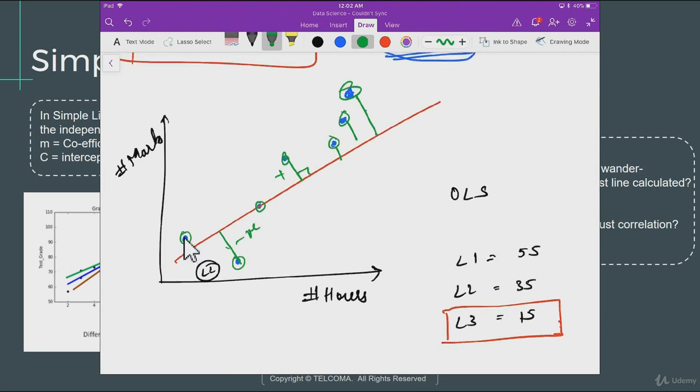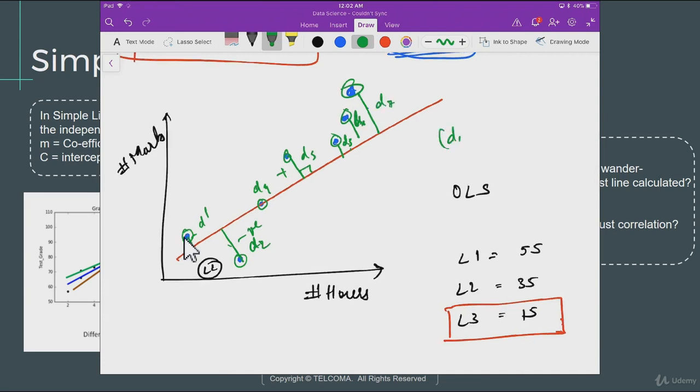So let's say this will be defined as D1, this will be D2, D3, this is D4, D5, D6, and D7. If you add D1 squared plus up to D7 squared, you get a number which represents the distance of all the points from this line. The same process can be repeated for several combinations of lines, and the line with the least amount of distance can be determined as the best line.